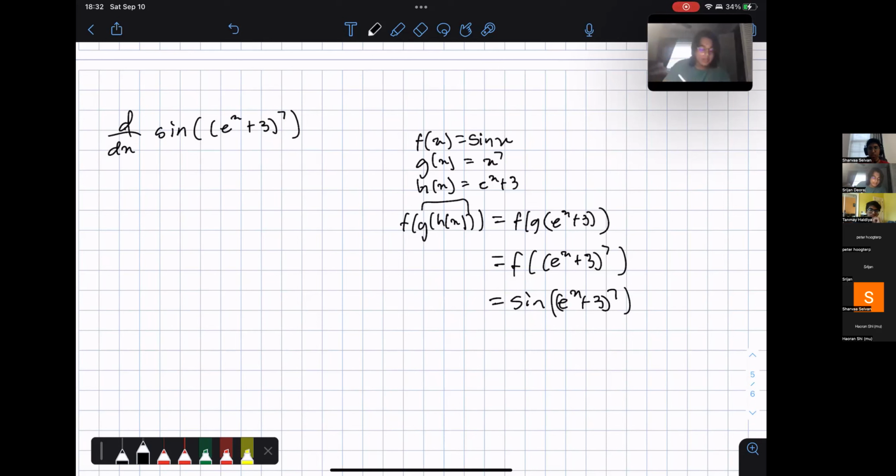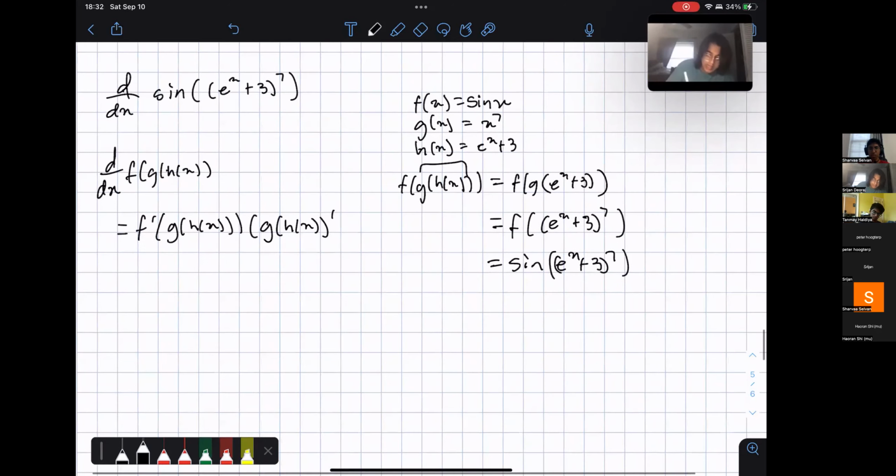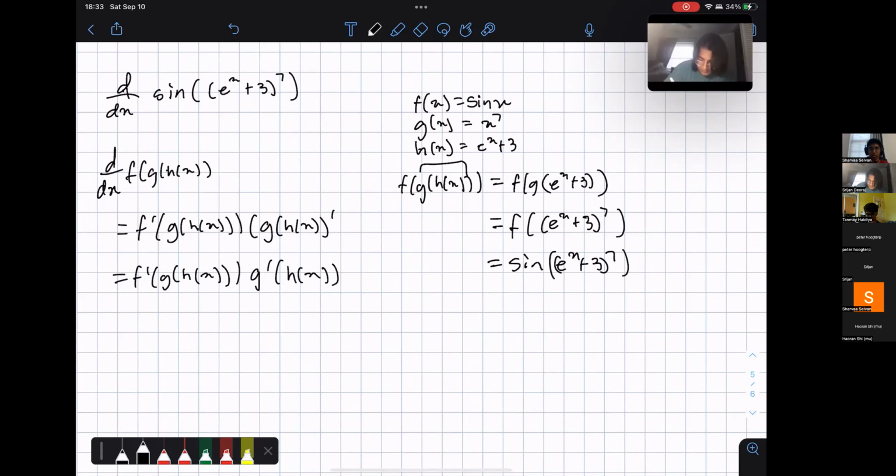And so what that looks like is if you have the derivative of f of g of h of x, that's equal to f prime of g of h of x, right, times the derivative of g of h of x. And the derivative of g of h of x is just, let's rewrite this first, g prime of h of x times h prime of x.